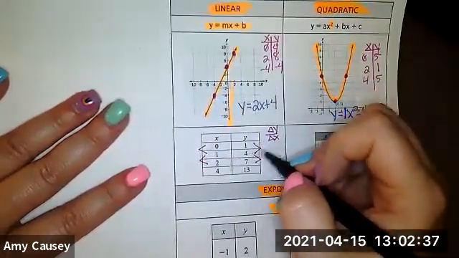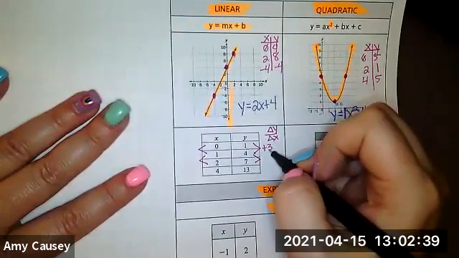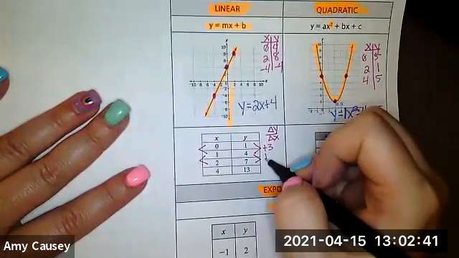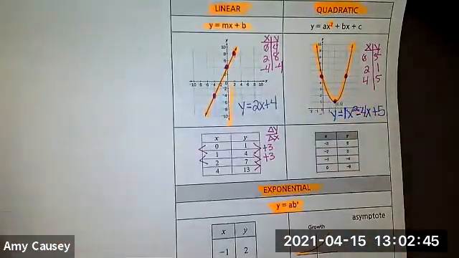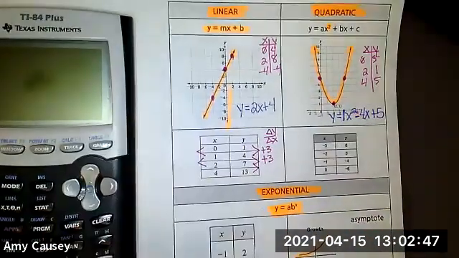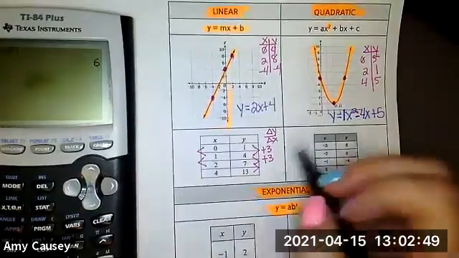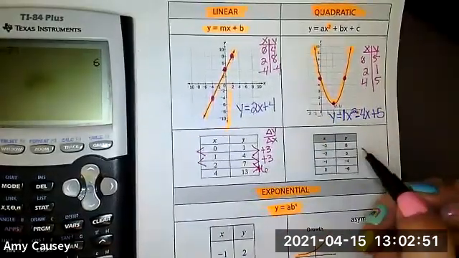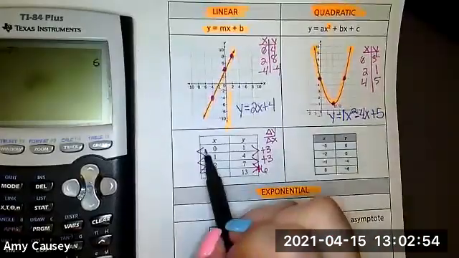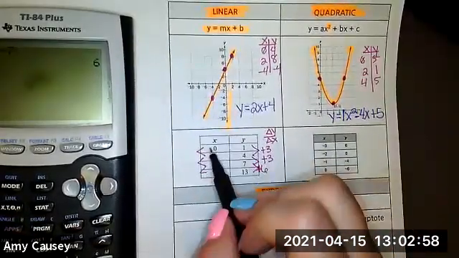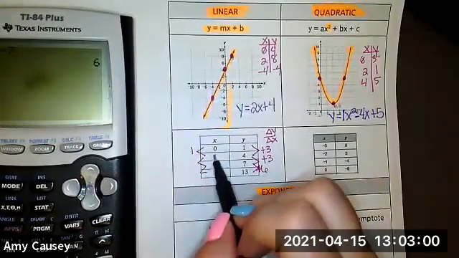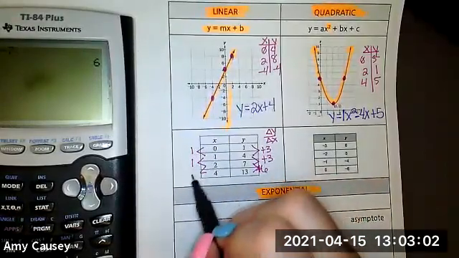So from 1 to 4, it goes up 3. From 4 to 7, it also goes up 3. From 7 to 13, it goes up 6. And then you get your change in x, because it looks like it may be different here. We'll find out. So from 0 to 1, it's 1. From 1 to 2, it's 1. And from 2 to 4, it's 2.